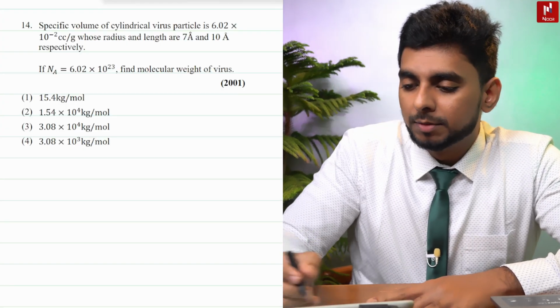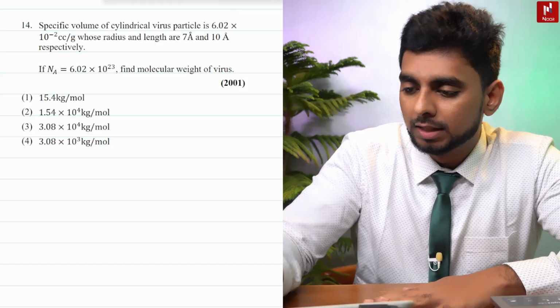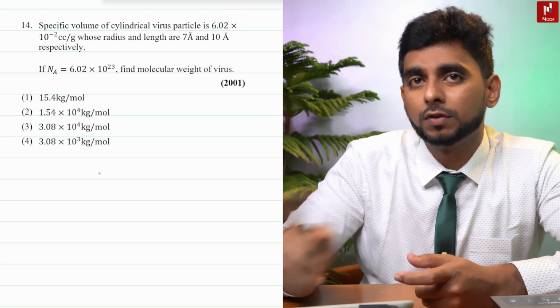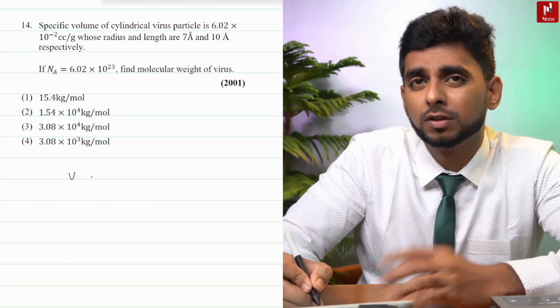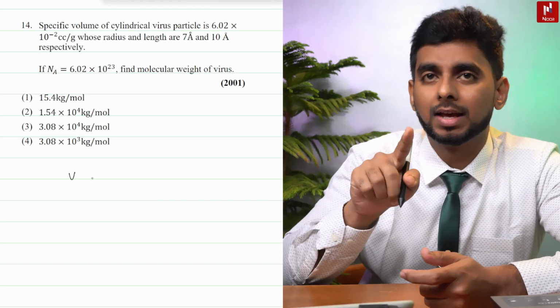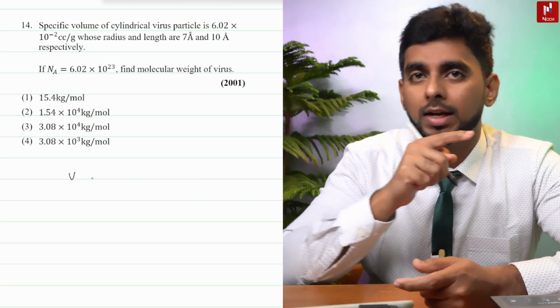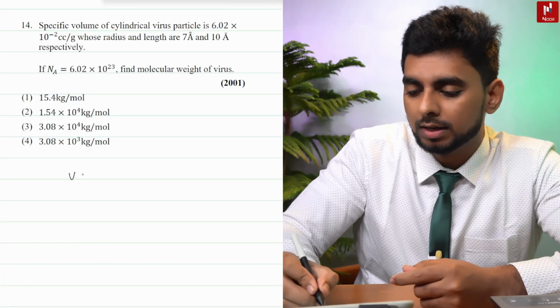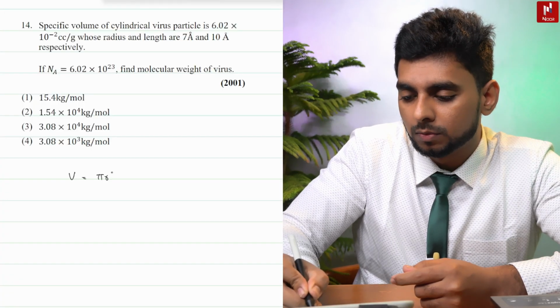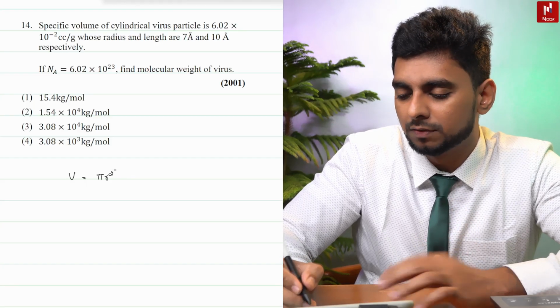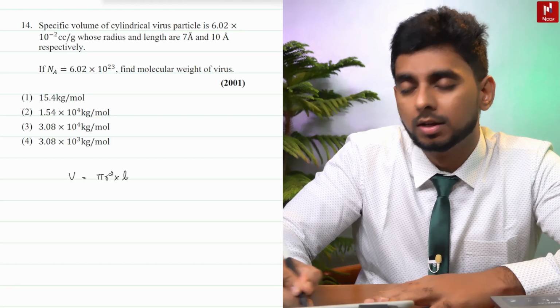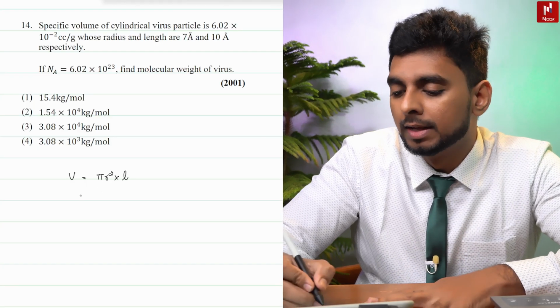Okay, let me do the solving. Here I'll have to get the volume of the virus first to find the mass. So let me figure out the volume over here. What will be the formula for the volume of the cylinder? Cross-sectional area, that will be pi r square, into the length or height. So here the volume will be equal to pi r square, which is the cross-sectional area of a cylinder. You should be clear with this basic formula, pi r square into L. L gives me the height over here.